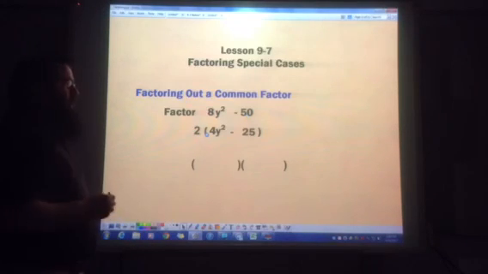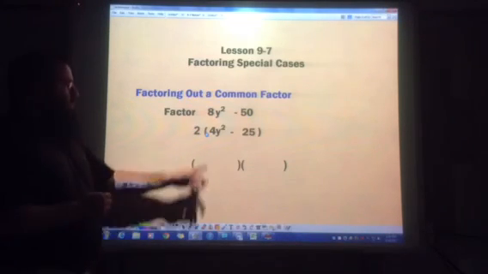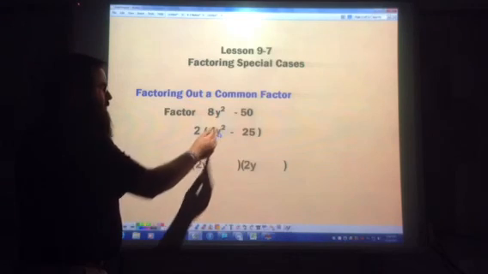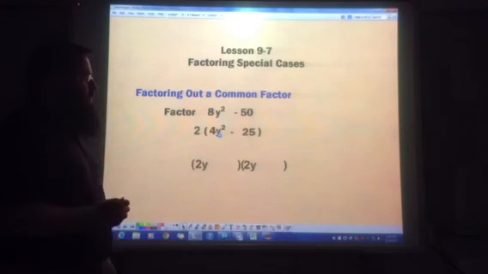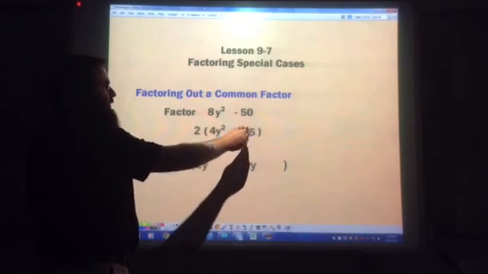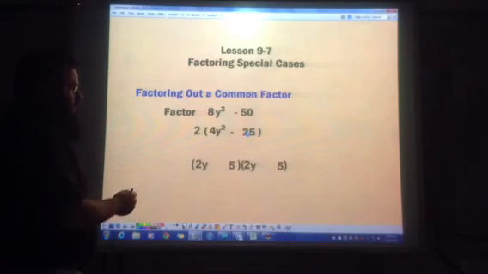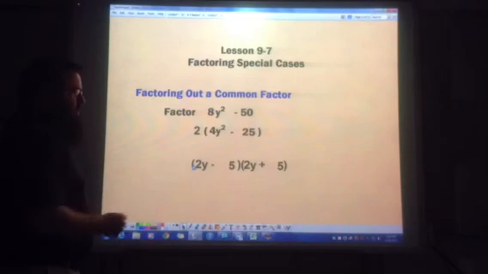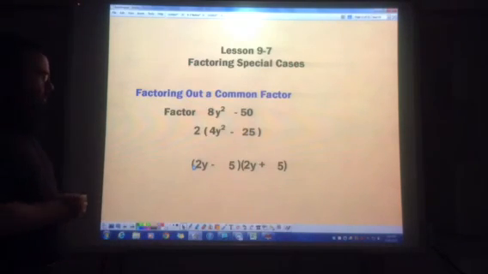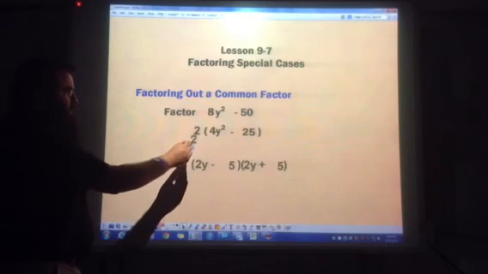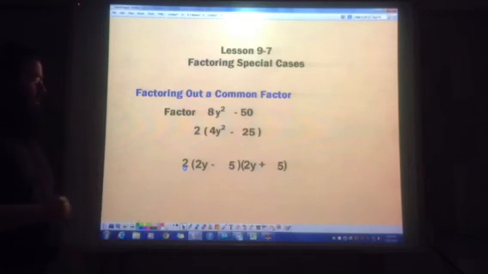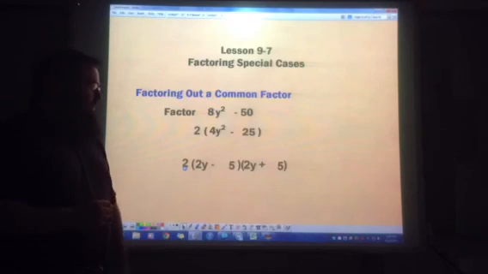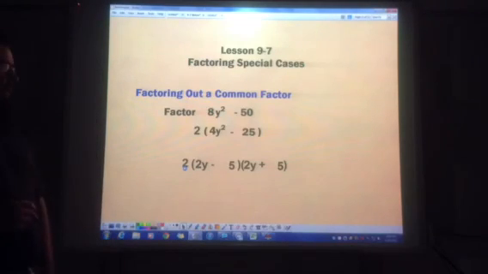Then to get your binomials, 4y squared breaks up to 2y times 2y. 25 is broken up to 5 and 5. And again, no middle term, so you get one sign of each. And the last thing to remember is to bring down that factored out 2. 2 times 2y minus 5 times 2y plus 5.